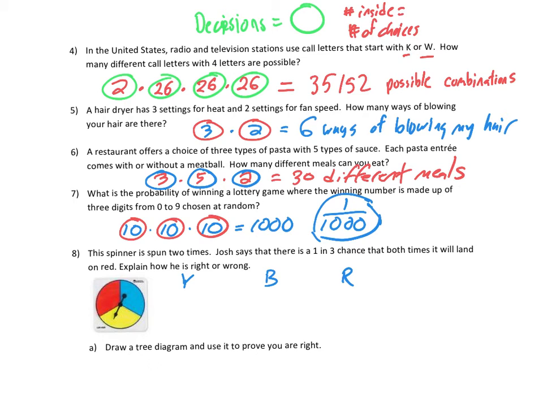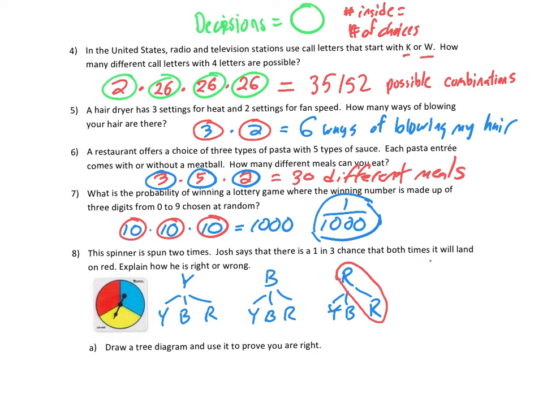So that's spinning it once. Now the second time, out of each one of these, we could also have yellow, blue, and red. That's the other possibility when he spins it the second time. So I'm going to add in the yellow, blue, or red as the choices in there. So Josh says that there's a 1 in 3 chance that both times it will land on red. Now if I look at that, both times it lands on red, I see only this one. This is the only one where it's going to land both times on red.